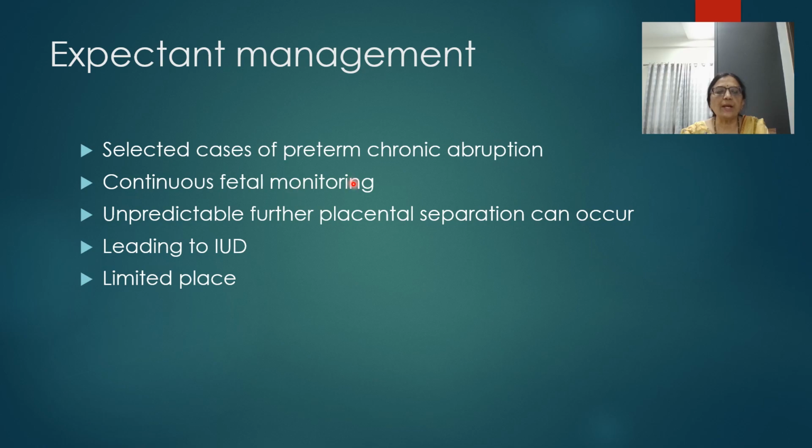Continuous fetal monitoring is mandatory, but in spite of that, unpredictable further placental separation can occur anytime, and there is always a risk of intrauterine death. So we have to weigh the risk of perinatal mortality because of the prematurity against this sudden IUD and accordingly take a decision, and that is why expectant management has a limited place in the management of placental abruption.